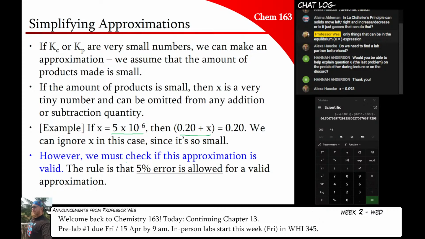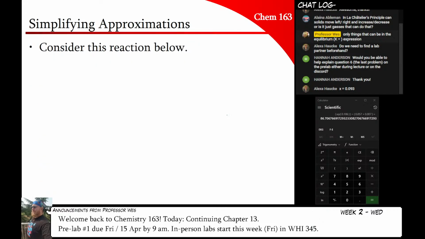Okay? So what you're going to do is check x versus whatever you're adding or subtracting it from. And if your number is 5% or more of what you are trying to add or subtract from, x is not small. But if it's within 5%, so less than that, then you can do this calculation and you can trust the numbers that you're going to get. So let's do an example.